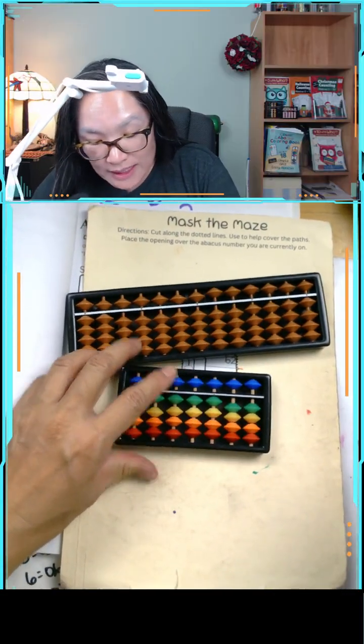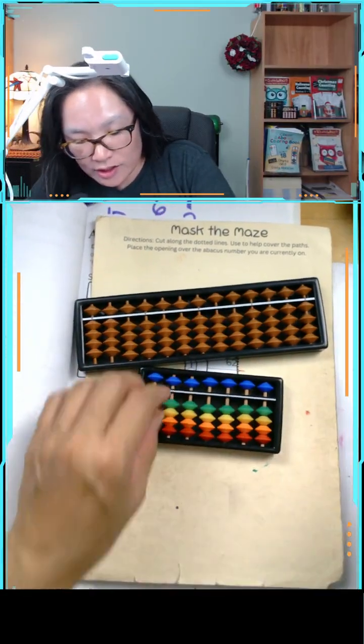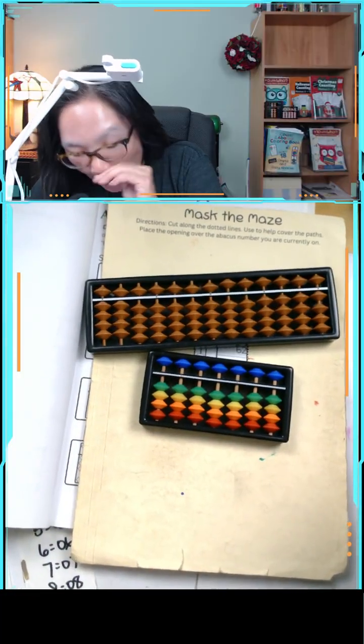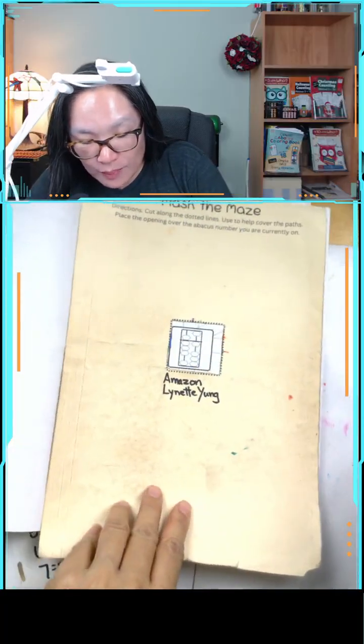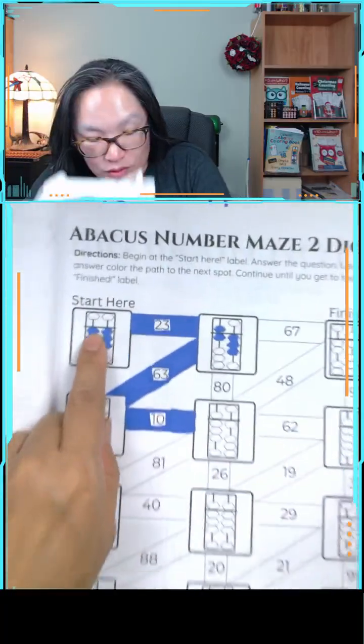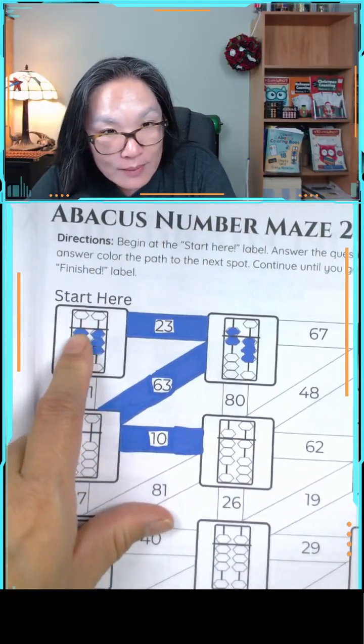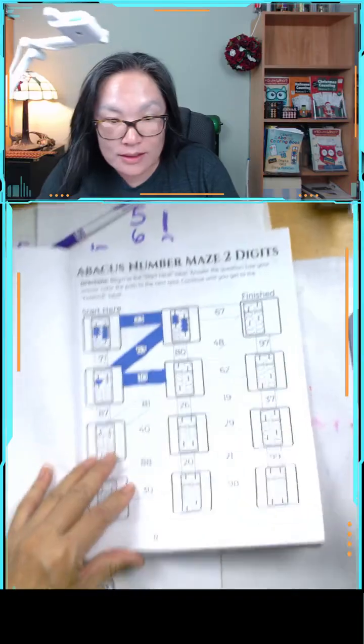Does the colors mean anything? The colors mean nothing at all. This just looks pretty. That's all it is. Okay. So the mask maze is to cover the path, and then the idea is to figure out what the number is on the abacus and then find the path. That's what this is.